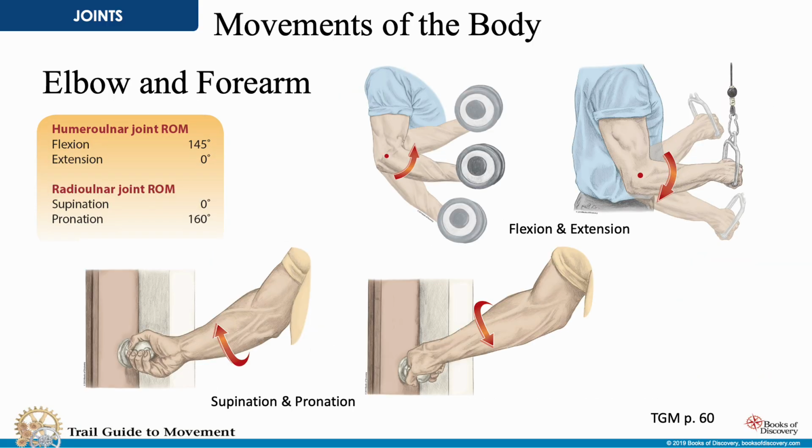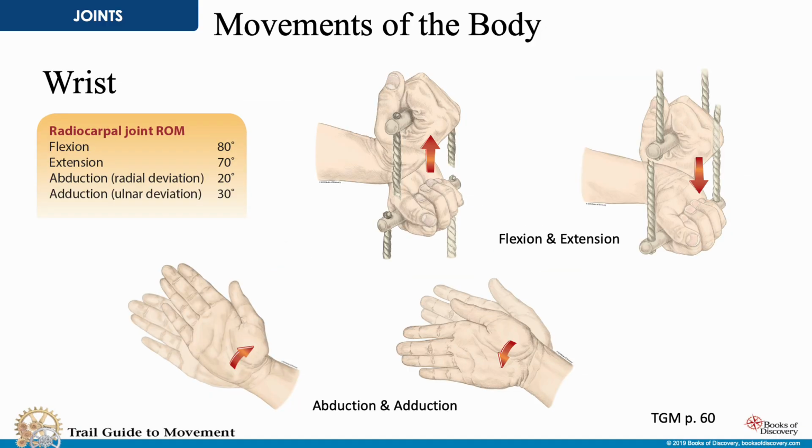These illustrations are great, showing flexion and extension of the elbow and forearm. Flexion, of course, decreasing that angle again, and extension with the diagram on the right showing an extension of that angle. And supination and pronation, these are great illustrations to show you what that means. Wrist movements and range of motion degrees, flexion and extension, abduction and adduction.